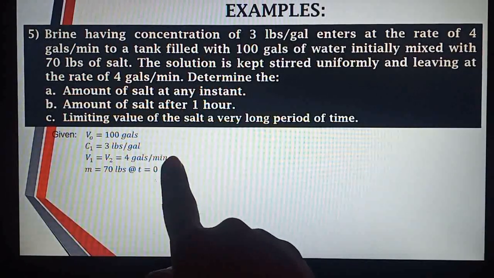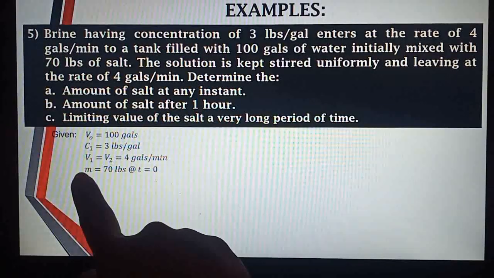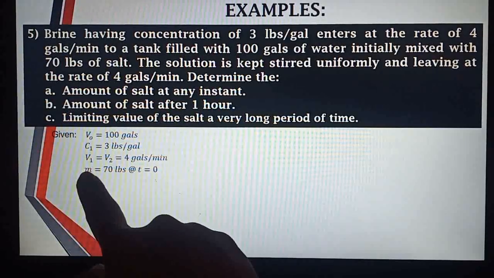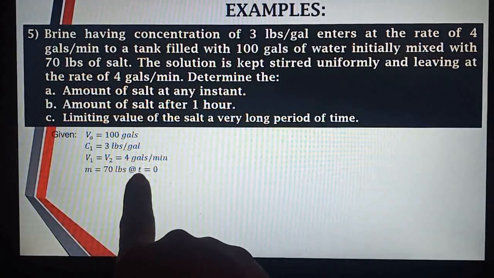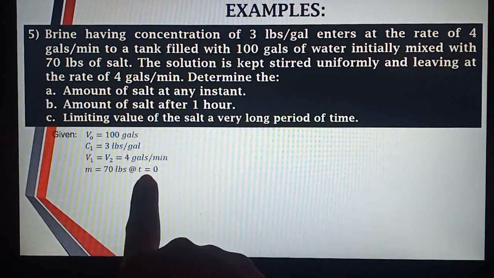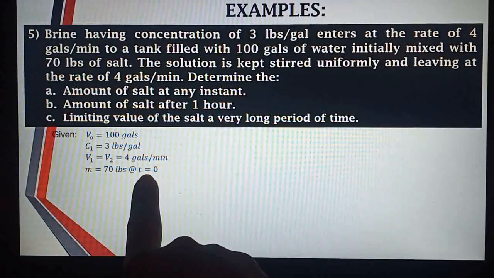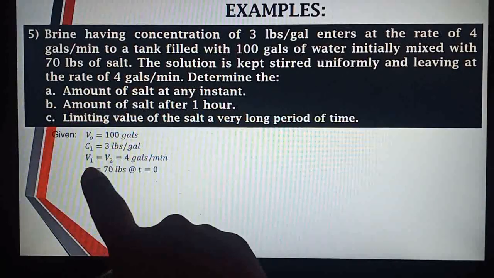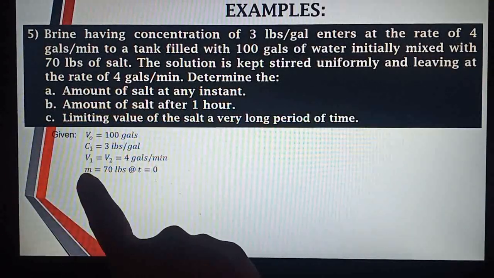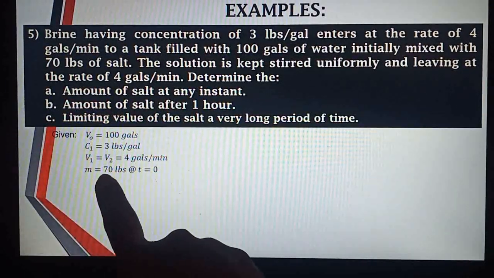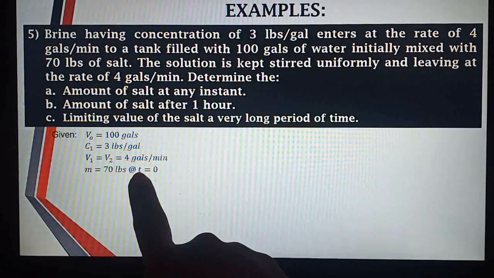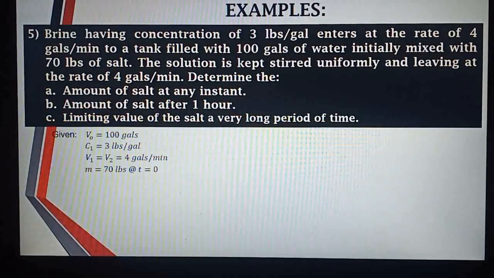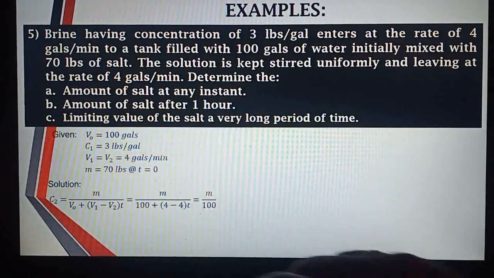Then there is something new, which is the initial mass in the tank. That is 70 pounds of mass initially in the tank, at time equal to 0. So it is no longer pure water, because it is initially mixed with 70 pounds of salt. So our condition for finding the value of C is m equals 70 at t equal to 0. But before that, all we have to do is find your C2.